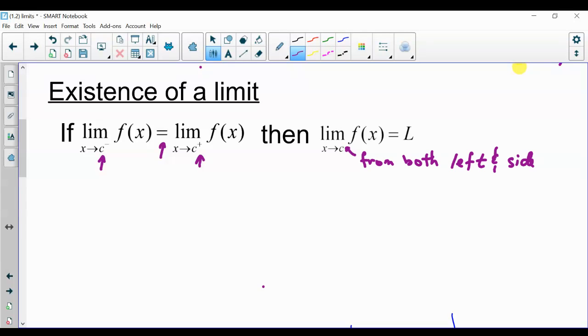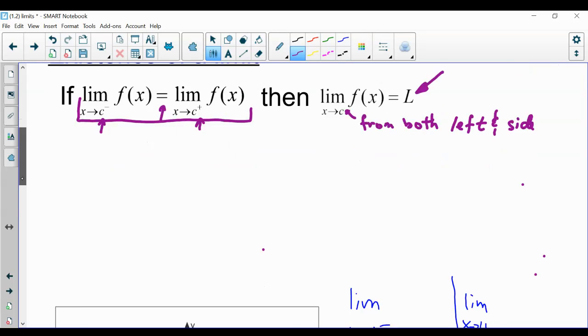And the only way that you're going to get an answer for that y value is if you get the same answer both times. Again, in this part right here, it says the left-sided answer has to equal the right-sided answer. If they do equal, then we say that the overall limit is whatever that answer is.